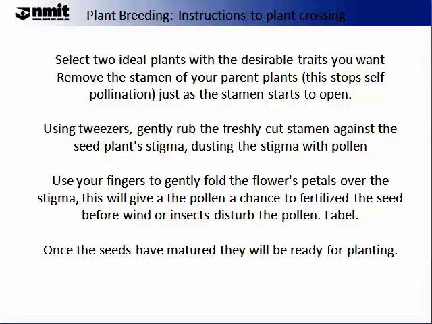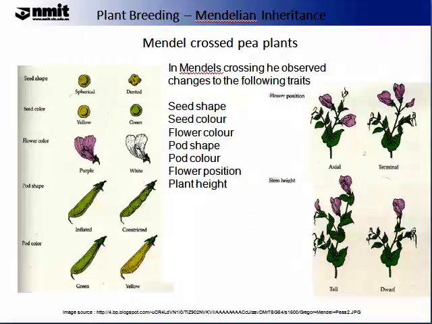It is always good practice to label your crosses. Once the seeds have matured, they are ready for planting. Once the seeds have germinated, you will be able to see the physical traits of your crossing. It was this simple process that Mendel conducted with his pea plants. He did many pea plants and he crossed many to get the traits he was after.